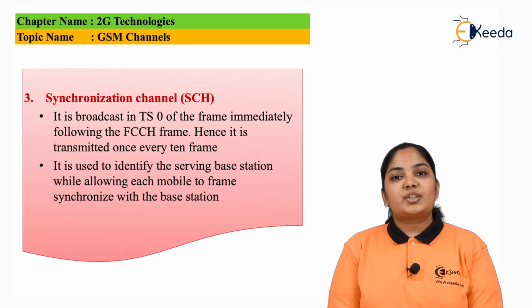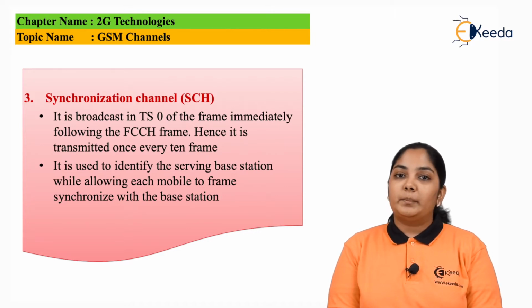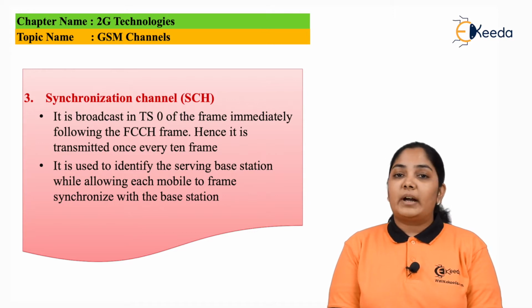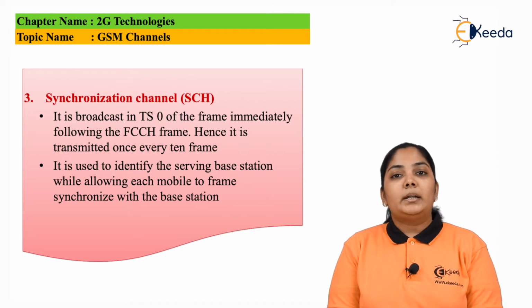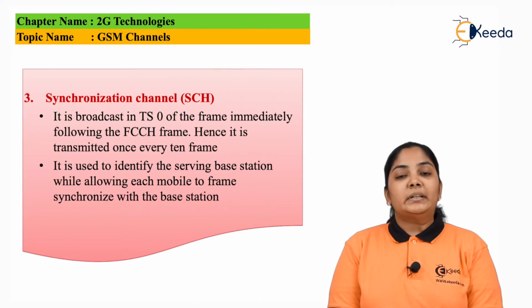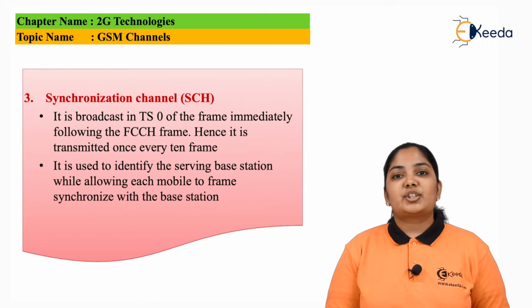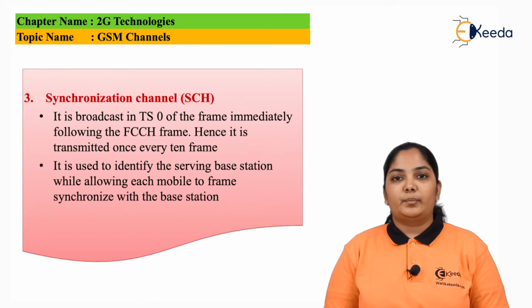This synchronization channel helps identify the serving base station in order to frame synchronize the mobile station to the base station. Frame synchronization is very important since we are using wireless communication and there are multiple paths on which the user data gets transmitted. Because of the delays on the multipath propagation, the frame synchronization should be strict enough in such a way that no data is lost. Hence, the synchronization channel helps us synchronize this information.